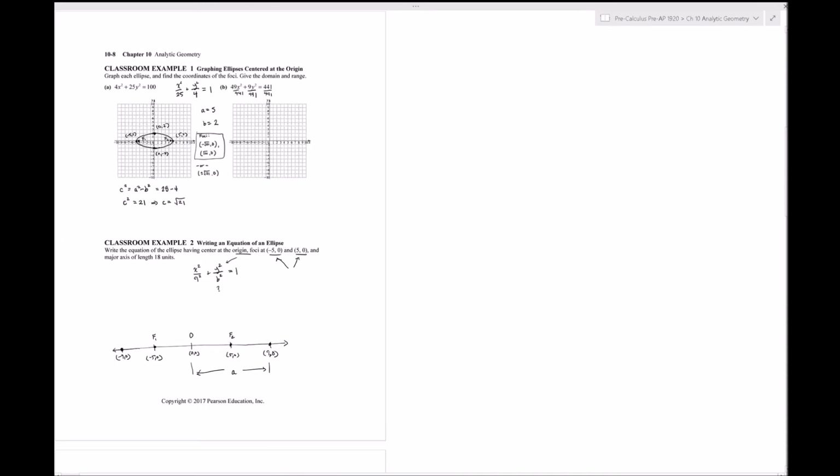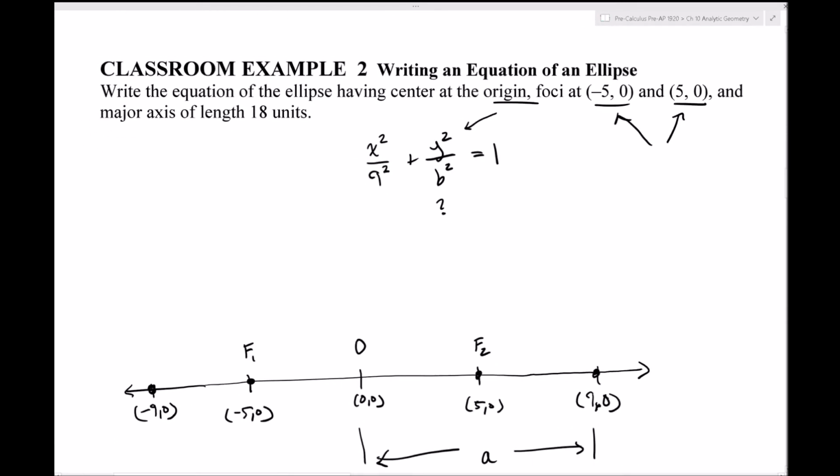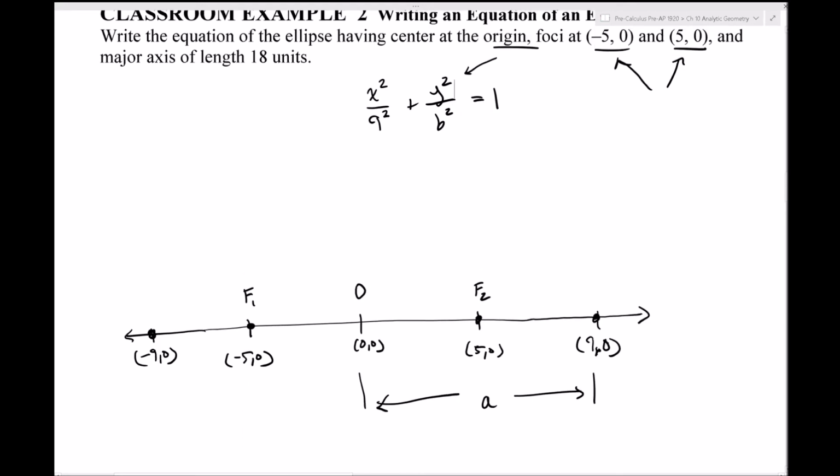They're not asking me to graph this, are they? No, it just says write the equation. So once I figure out the value of b, that's it. I'm just missing the value of b. So what would that make b? I have to go with an equation. The equation is c squared equals a squared minus b squared for an ellipse. A is always the bigger, b is always the smaller.